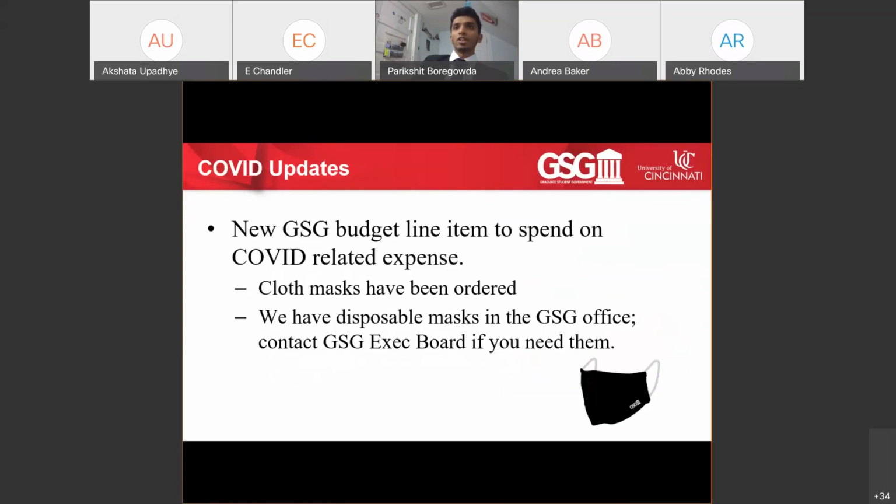COVID updates on budget. Andrea is going to talk more about this, but we have a budget line for COVID, which we talked about in the orientation as well. We have ordered cloth masks and are waiting for the vendor to deliver them to us. But as of now, we do have disposable masks. So if you're a grad student and you think you're running out of masks, or you want some additional masks from us, please contact one of your exec board officers, and we will give you those masks. You just need to drop in at our office on Steger.